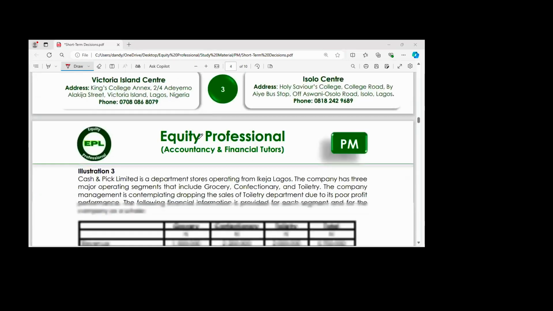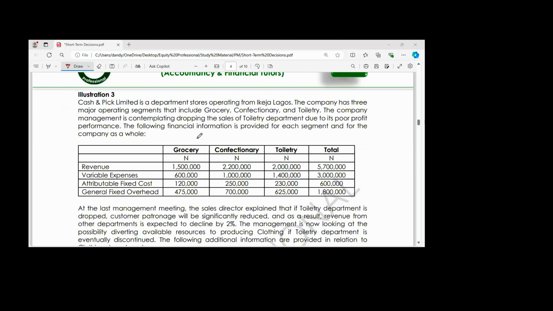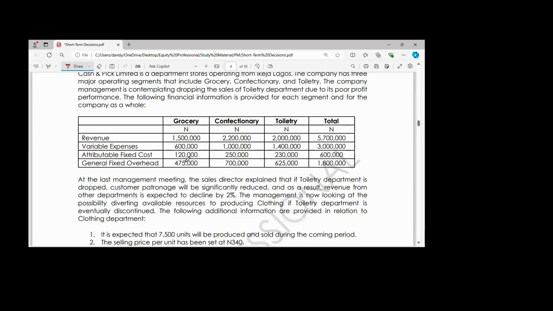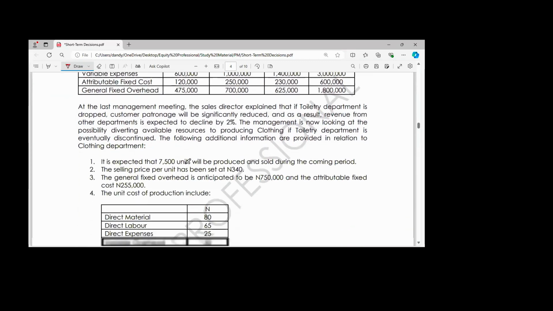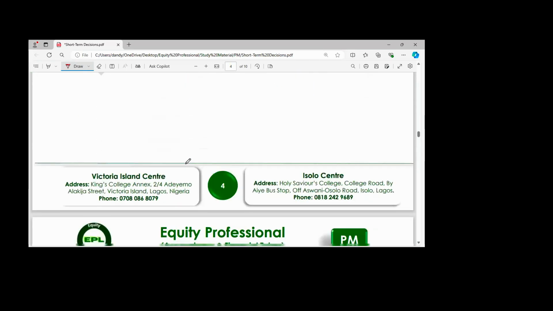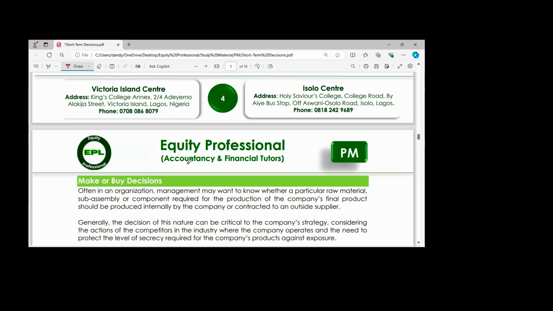Okay. So let's not forget, you have an assignment for me, please. You are going to attempt illustration number 3, and then you must submit not later than Saturday. Today is Monday. So you have to submit not later than Saturday. Please go and attempt illustration number 3, Cash and Pick Limited. I want to see how you are going to solve the question.